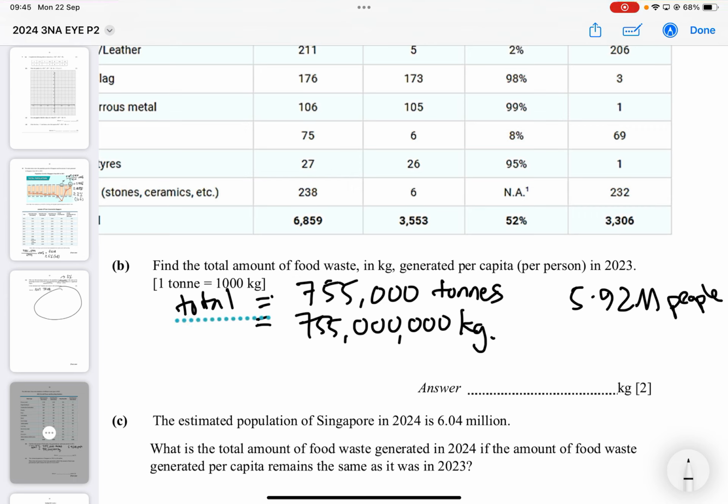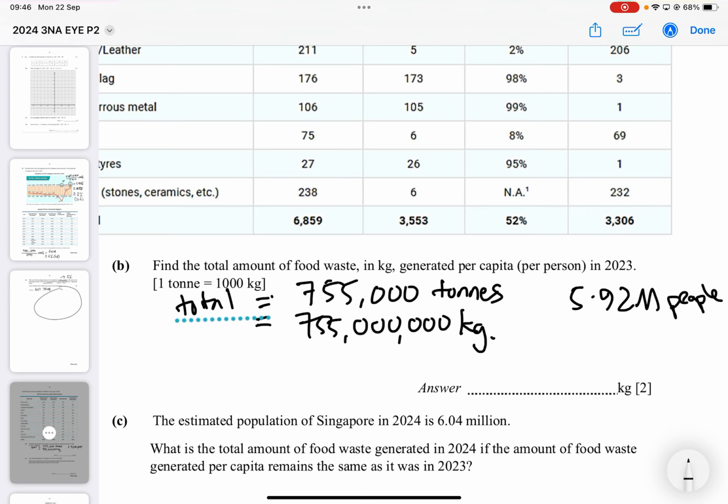Okay? So if I want to find each person generated how much? Per capita, per person. This amount of people generated this. So I have to take this divided by 5.92 million. Then I can find each person generated how much in that year.